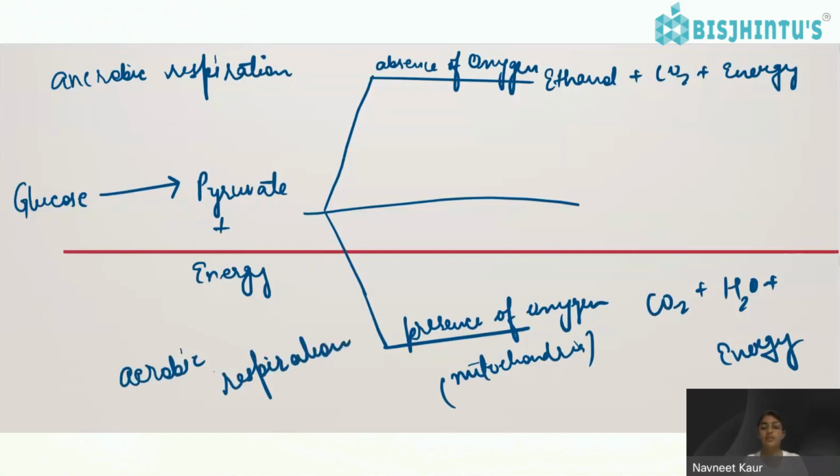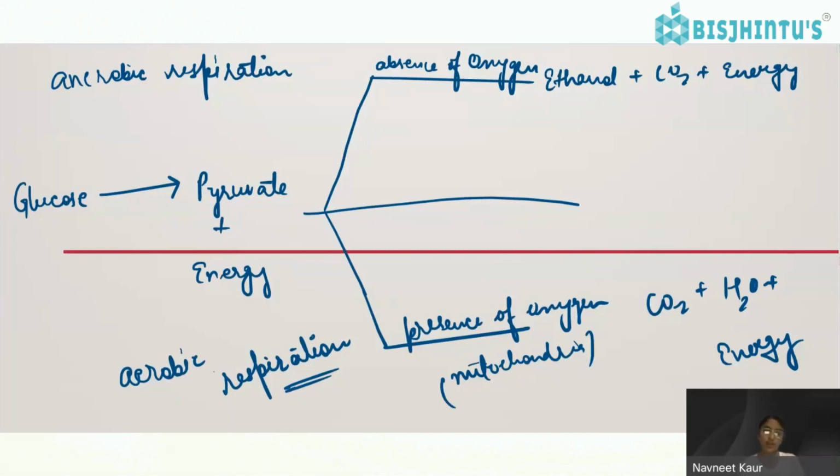Aerobic and anaerobic respiration can be asked in the form of a difference between: write the difference between aerobic and anaerobic respiration. There you need to mention that it takes place in the absence of oxygen and in the presence of oxygen respectively. Then you can also mention the reaction, the products formed, and where it takes place.